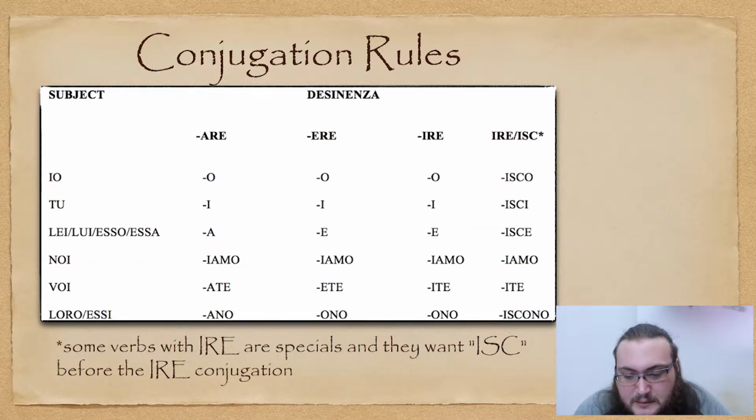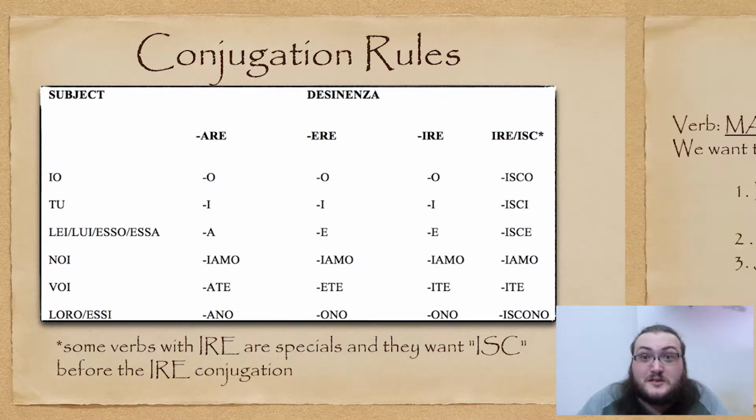Last one, loro, essi. You have loro with are, that is ano. Loro with ere and ire, that is ono. And then this time you need to care about isc. You have iscono, not isciono, iscono. Okay? So let's practice ire in isc, just the pronunciation. So, isco, isci, isce, iscono.